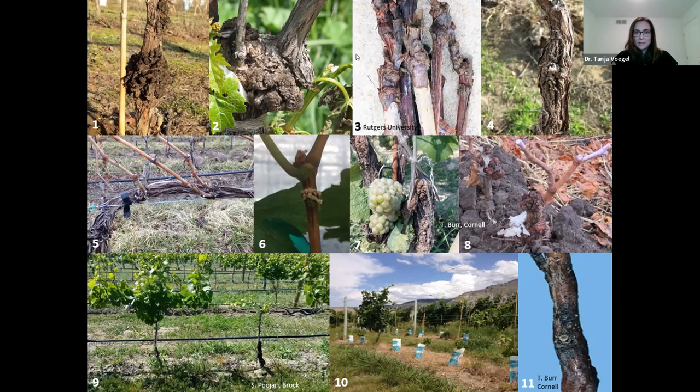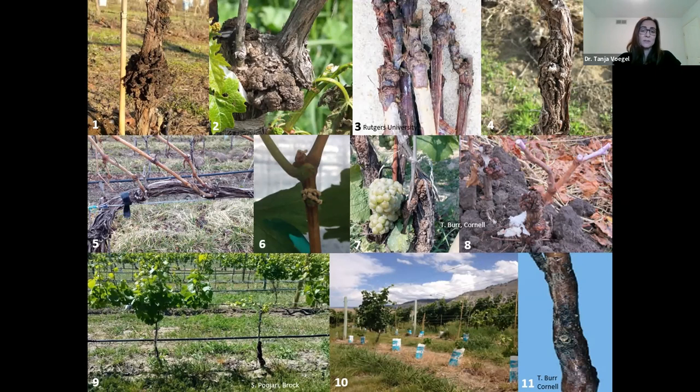That's not right. So it is actually number 3. So number 3 is callusing that has happened during the nursery process. Photos 1, 2, and 4 are galls that develop in the graft union and the trunk. Number 5 are galls that have developed all the way up the cane.